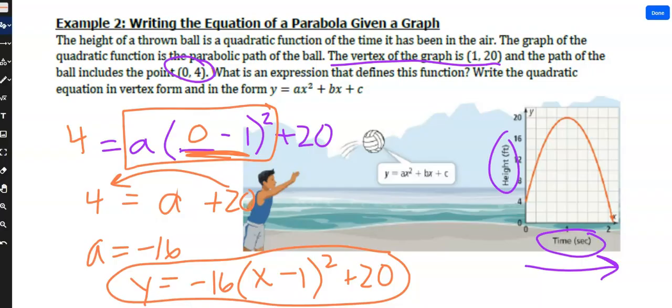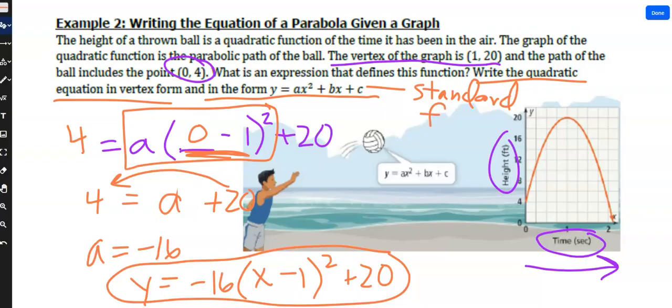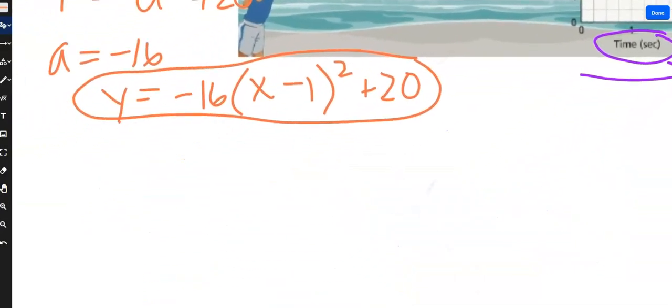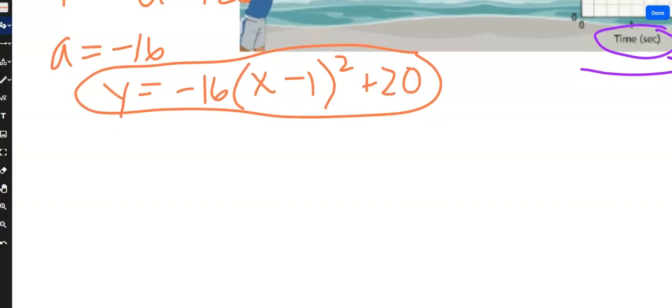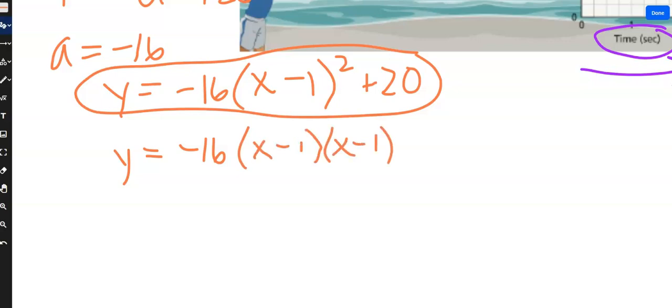But not only did they ask for vertex form, they also said, what about standard form? Standard form, how do we do that? Well, that's where we have to follow the order of operations. So they're asking me to go one step further. Remember, we've got negative 16 times x minus 1 times x minus 1 plus 20, right? Anytime you square something, you're multiplying it times itself.